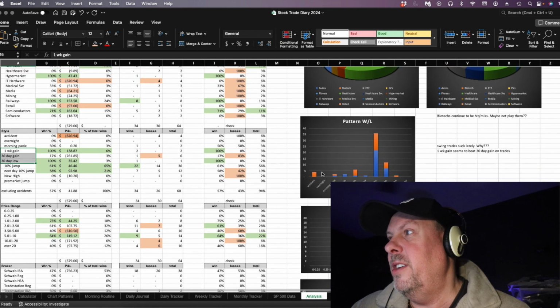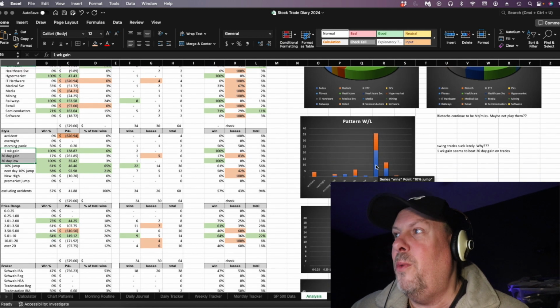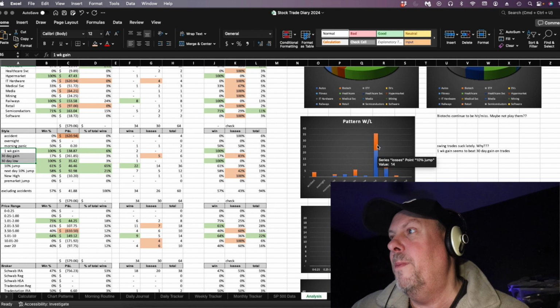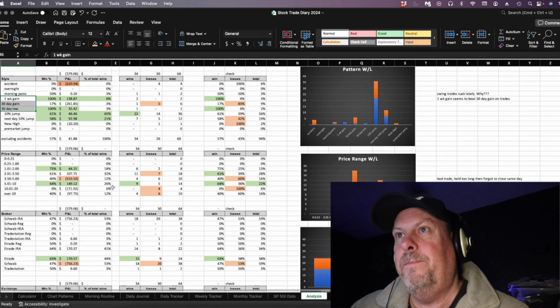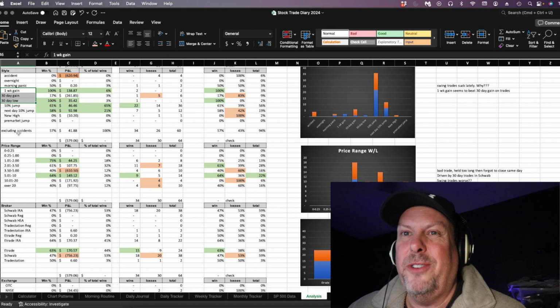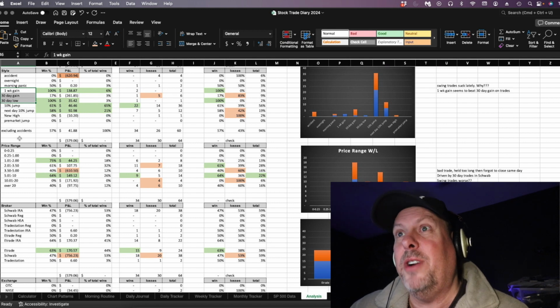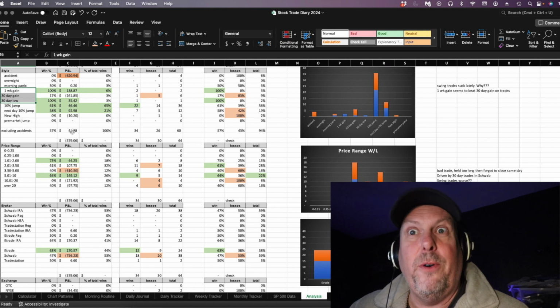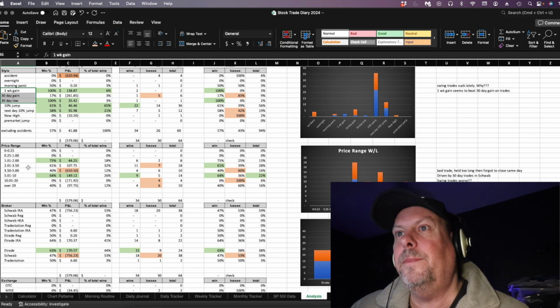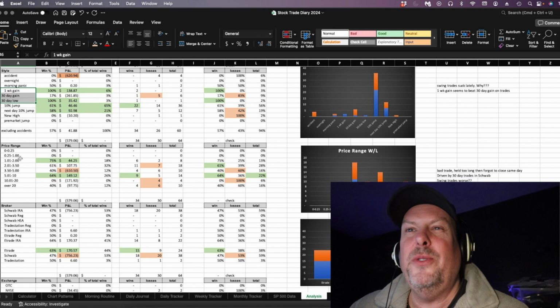I got it here in the chart, so you can see visually this 10% jump is doing well, but I lose a lot doing this. But that's usually what I'm playing. I probably should come up with better strategies like first green day and all that, but that's how I'm tracking right now. If I exclude that one accident, I can see I was up $41 for the year. Here I have the price ranges where I'm trading.